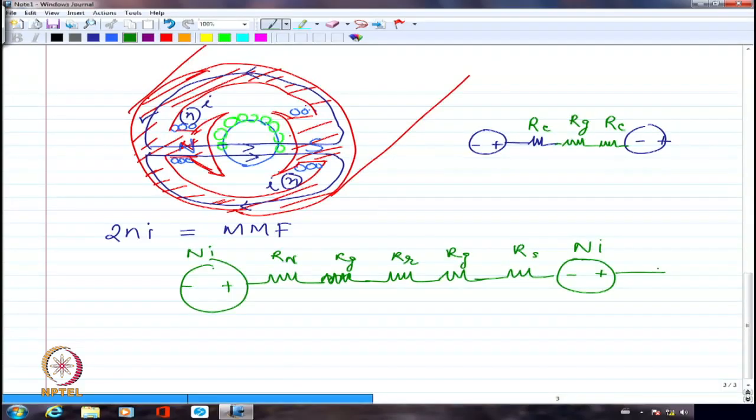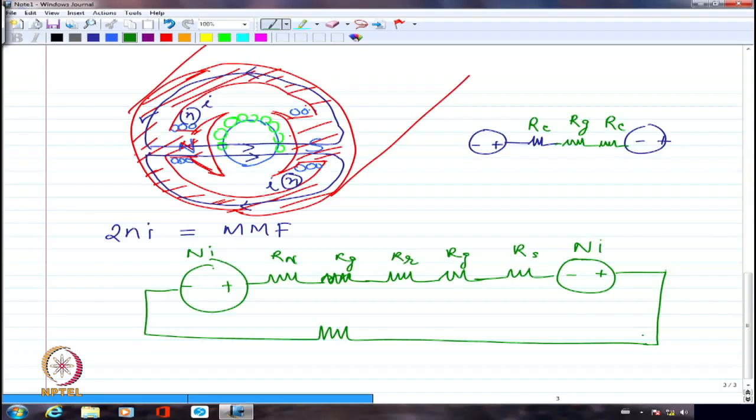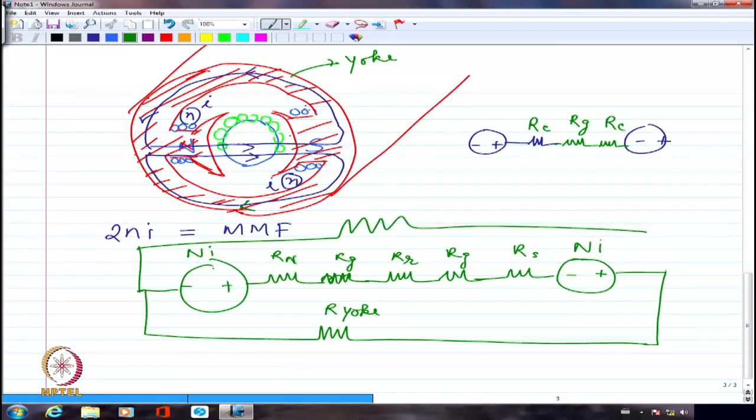Right? And ultimately, I am going to have one more reluctance, which is corresponding to the yoke portion. This portion is normally known as yoke, which holds the poles properly in place. That is to provide mechanical strength and also to provide a path for the magnetic field lines, because the return path is provided by the yoke. Here is where the return path is. So it is provided by the yoke. So this will be our yoke. Similarly, on the top also, I have to include one more R yoke.